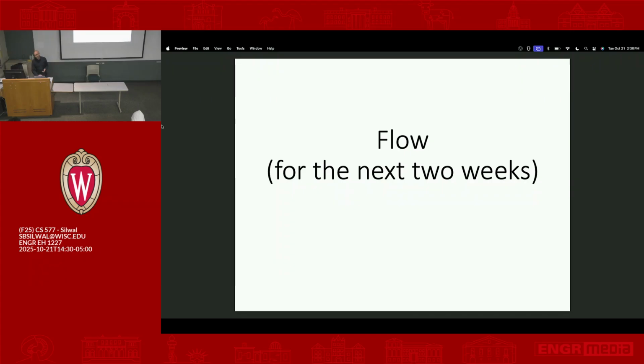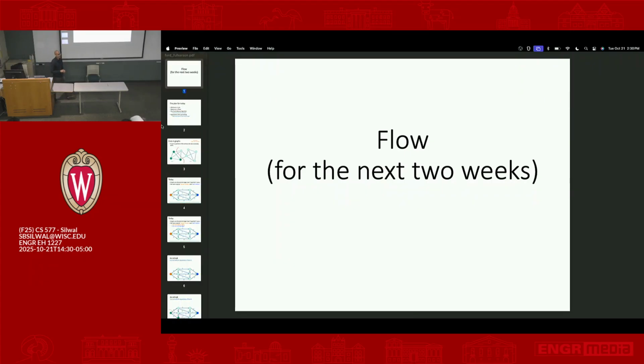So for the next two or three classes, we'll be talking about something called flow, and this is a new chapter in our course. We just left greedy algorithms, and flow is another technique to add to your collection of techniques to solve algorithm problems. When I describe flow, it's going to be a little bit challenging. There are going to be a little bit more definitions than we're used to.